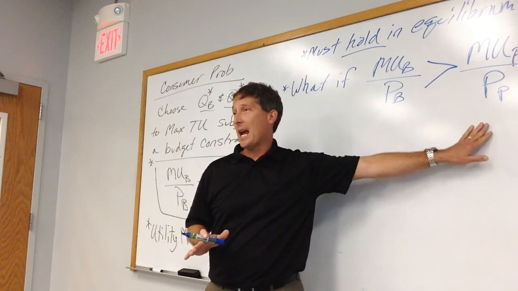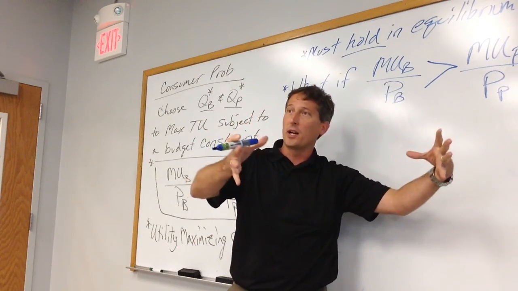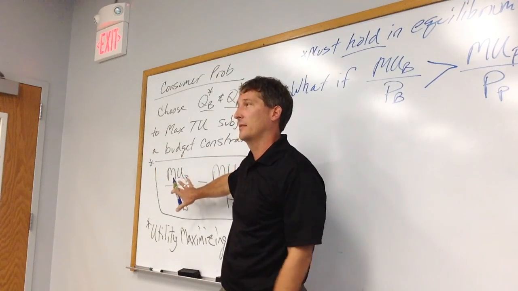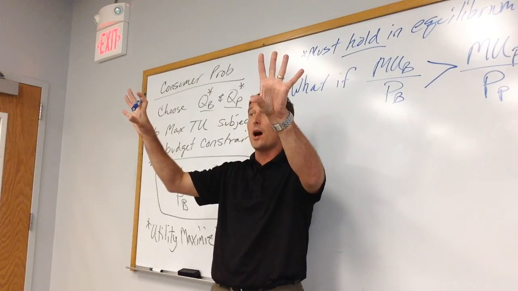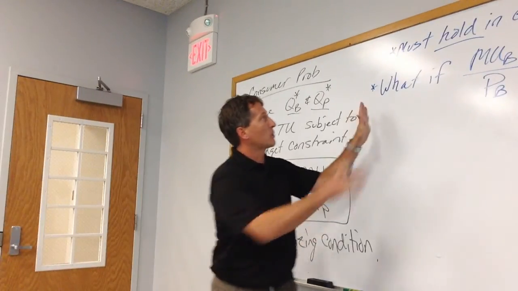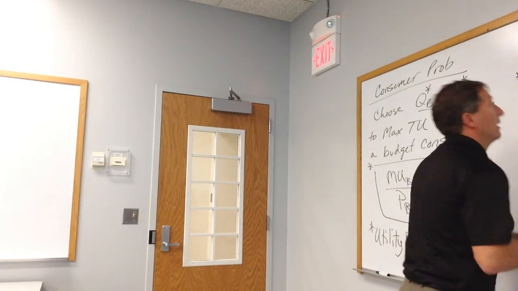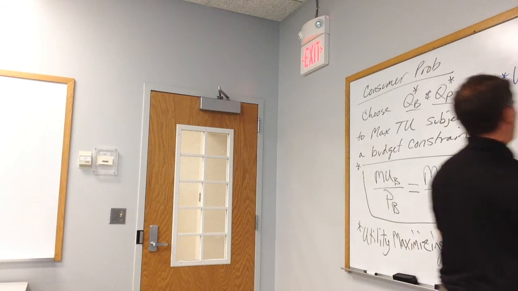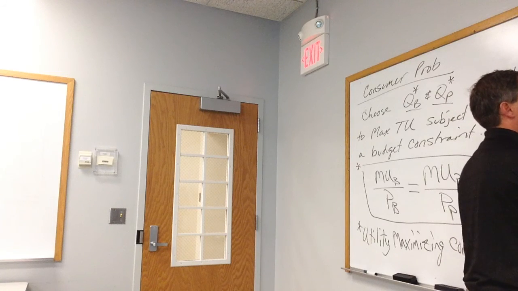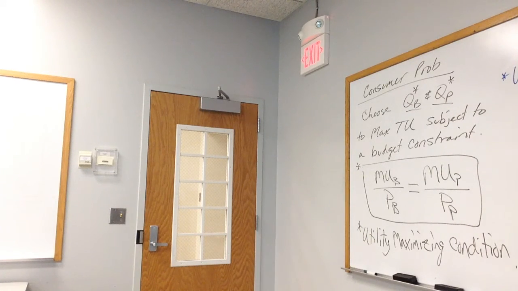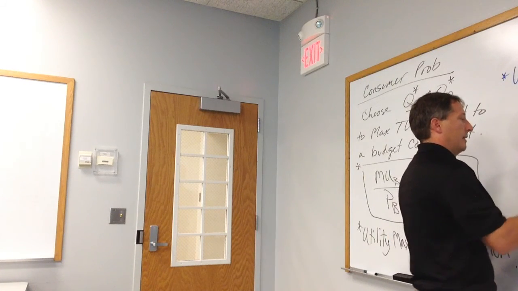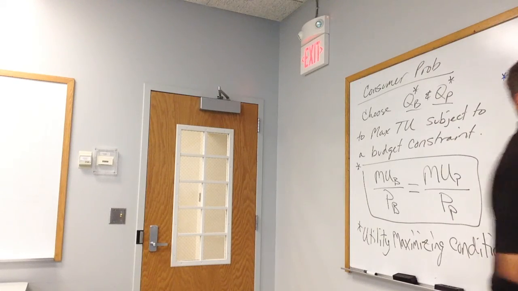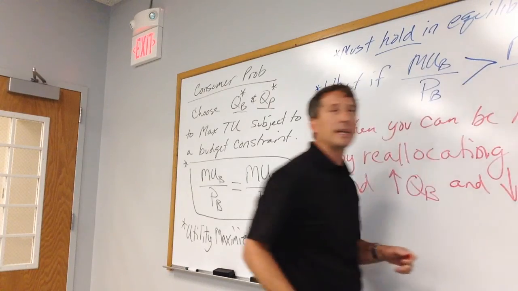You've got a fixed amount of budget. You'll be happier if you take some of those fixed dollars, if you have a $100 budget, and shift more of that over to here. That'll make you happier, is what this condition says. So this will hold when you have got the absolute optimal. If you don't have the optimal, then you need to reallocate your budget. So this question, what if this is true? The answer to that is then you can be happier by reallocating your budget and increase your quantity of beer and decrease the quantity of pizza. Take that fixed amount of money in your budget and reallocate.